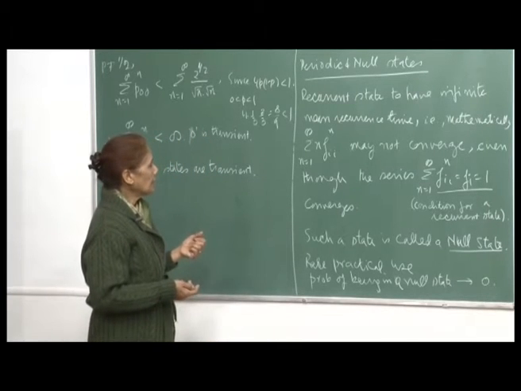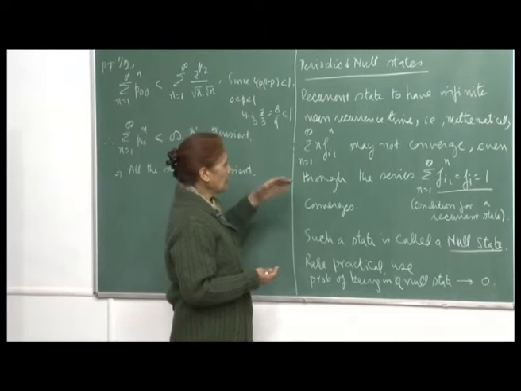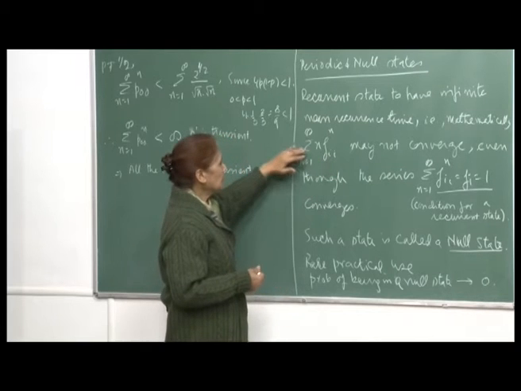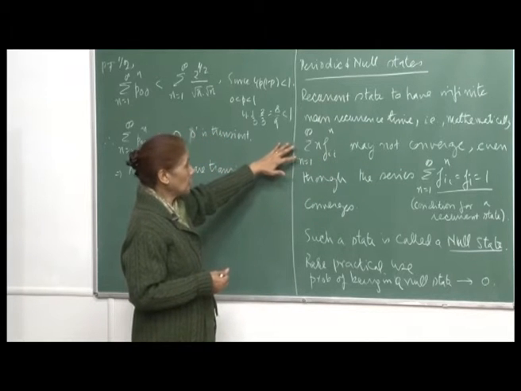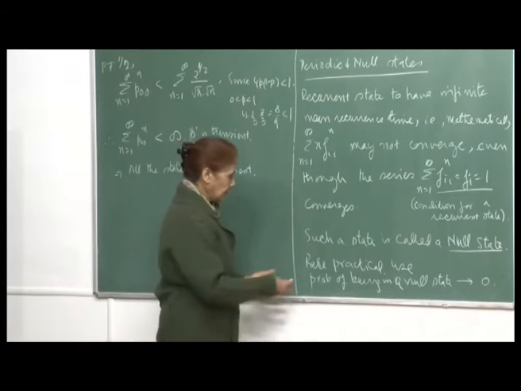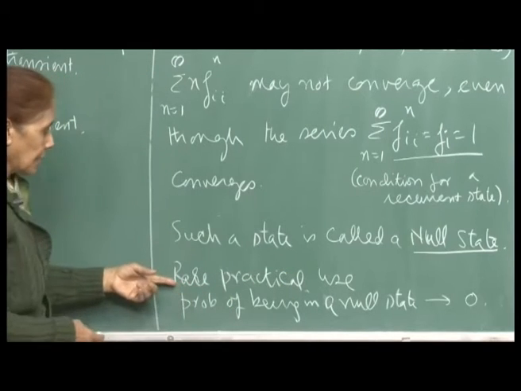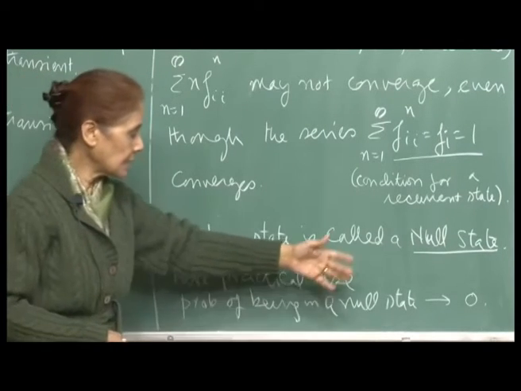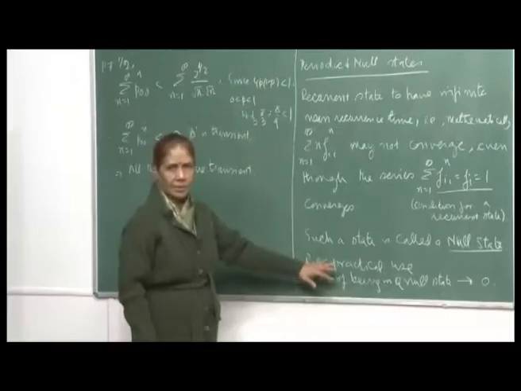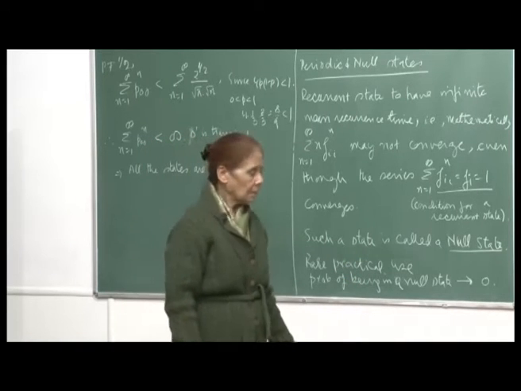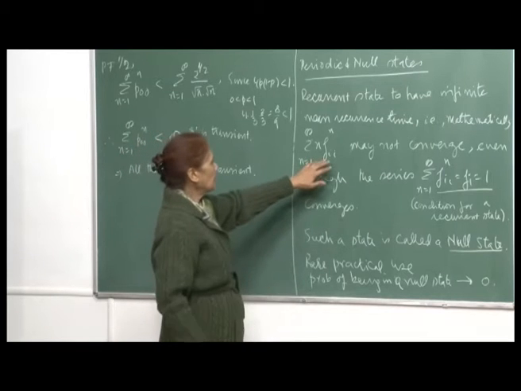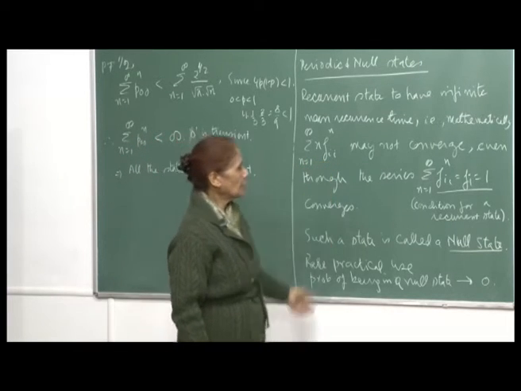For the recurrent states we assumed that this is finite, because then we were solving for M_ij or M_ii, but there is a possibility that this series may not converge. As I have already said, these are of little practical use, and the probability of being in a null state will also go to 0. So, we will not spend much time on it. But just to complete the discussion, we have also considered the case when this may not converge, so this may not be finite.